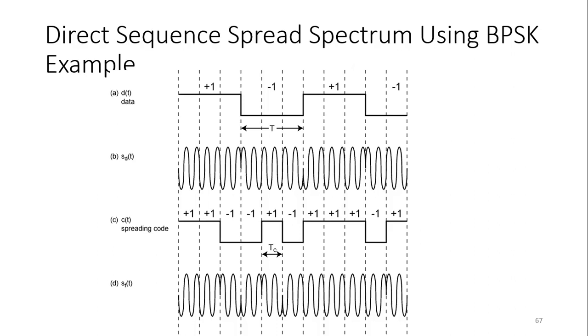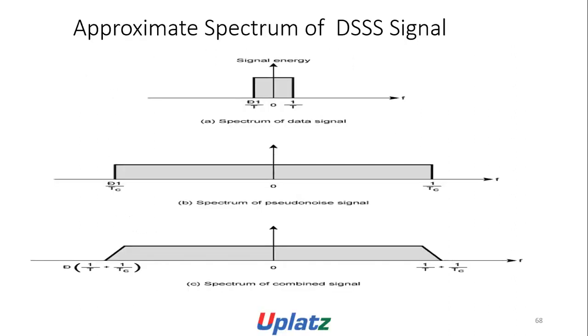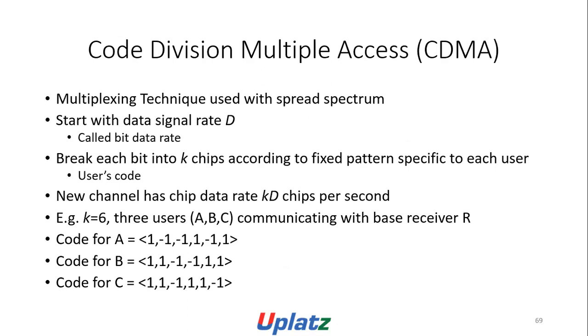Direct sequence spread spectrum using BPSK example. The data d(t), s(t), c(t) and other waveforms are shown here. The approximate spectrum of the DSSS signal energy is shown, along with the spectrum of the pseudo-noise signal and the spectrum of the combined signal, all shown in this figure. Code division multiple access, CDMA, is a multiplexing technique used with spread spectrum.